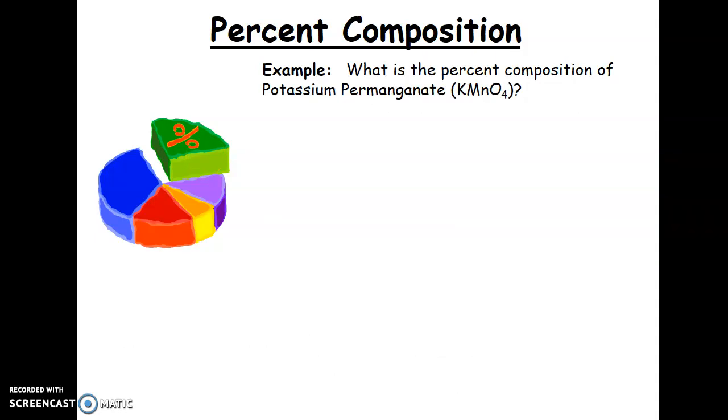The formula for potassium permanganate is KMnO4. Now, emphasis should be placed on this 4. That 4 is what we call the subscript. The subscript is a number that multiplies only the element that it is written with. So let's look at this.